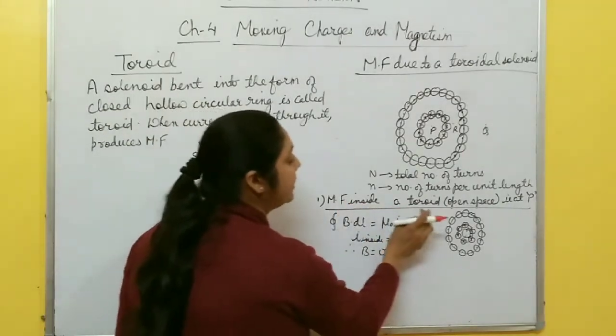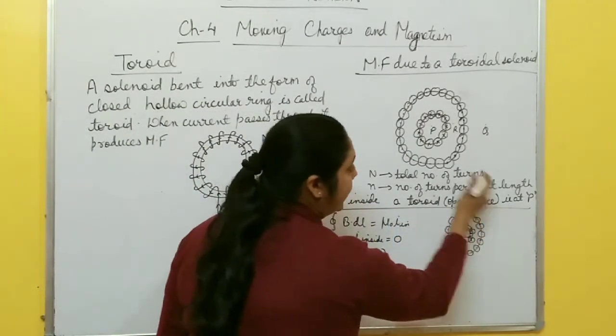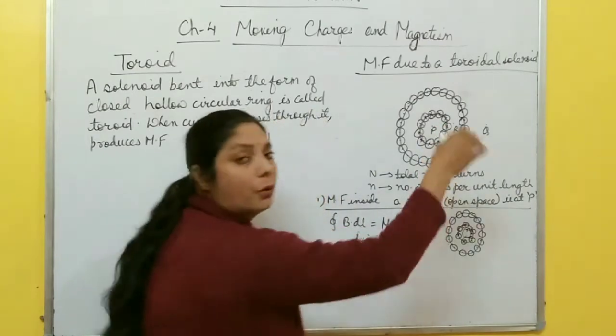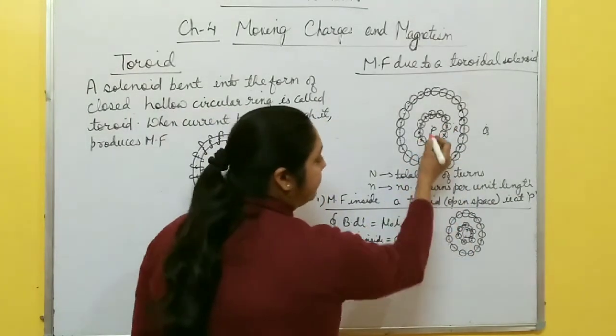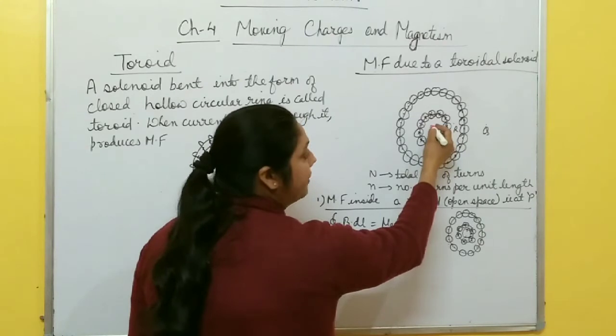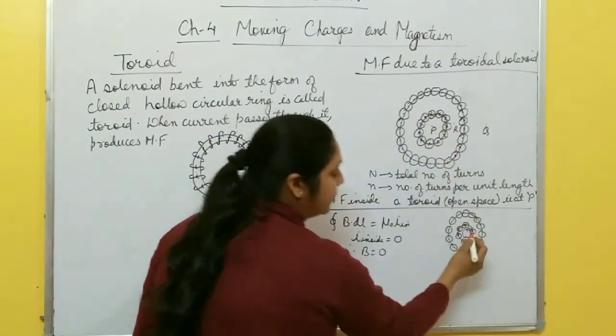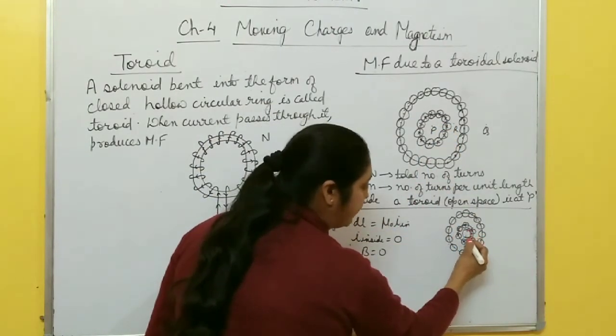First, to find the magnetic field inside a toroid, that is at point P, it means in open space. So you have to find the magnetic field at point P. What you have to do? You have to draw one Amperian loop passing through this point P, right? This one is the Amperian loop.